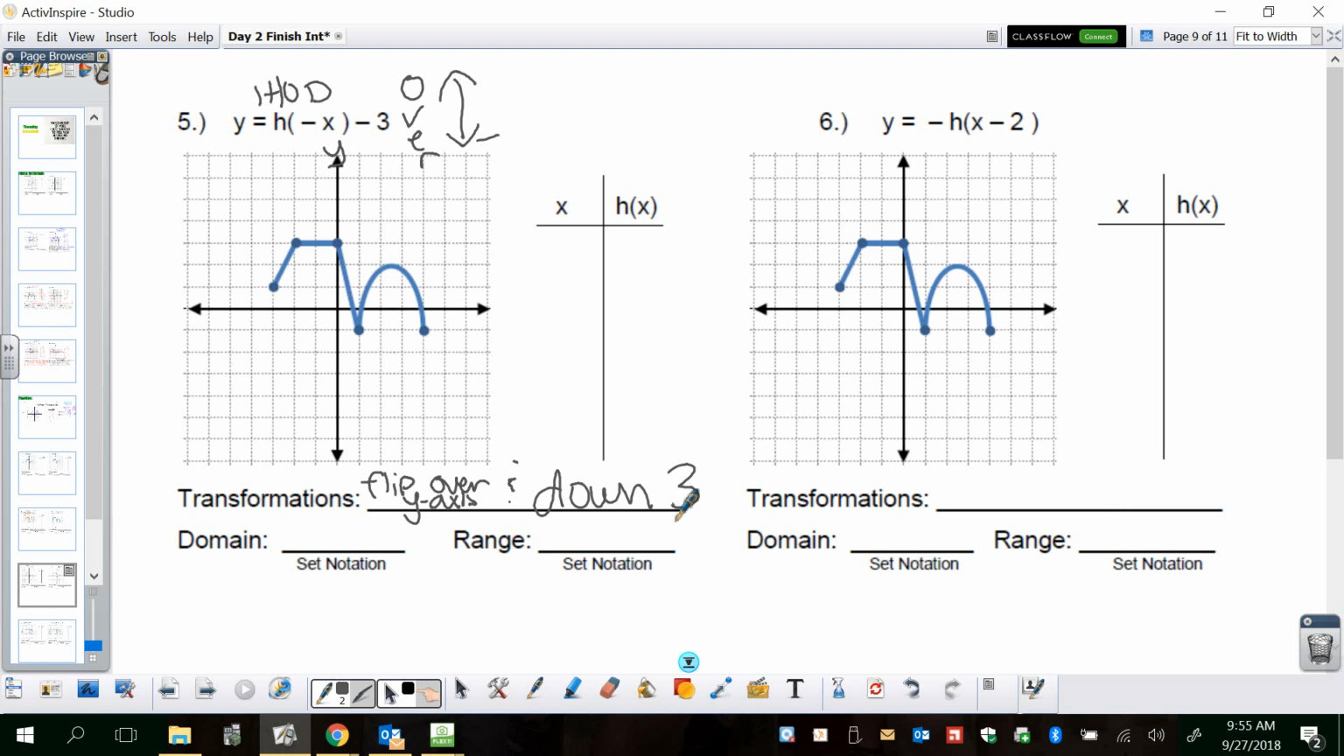Wait, how do you know that you have to flip? Because there's a negative inside my parentheses. So I would have to flip that one over there. 6. Yeah, but you'll flip that one. That one's on the outside of the parentheses, so you'll flip that one up and down, not side to side. Look at your examples from yesterday to help you. Okay? So let's focus on this one.